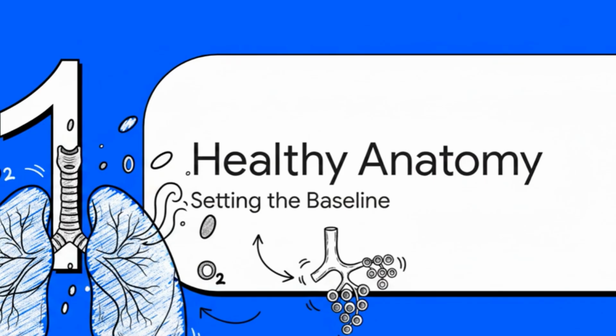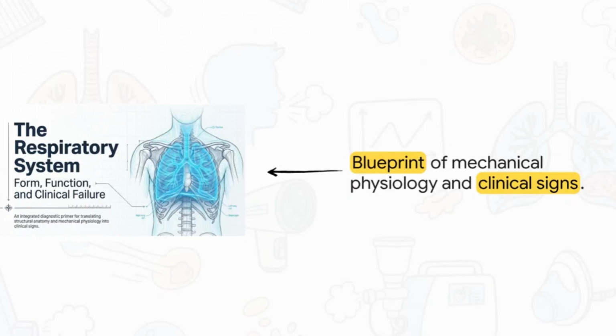Section 1. The healthy respiratory system, setting the baseline. Think of the lungs kind of like an architectural blueprint. Every single breath we take completely relies on this healthy structural anatomy. Air travels down the trachea, splits seamlessly into the right and left lungs, and is pulled in by the mechanical drop of the diaphragm, which expands the chest cavity. When it works, it's a perfect machine that keeps us alive and well oxygenated.